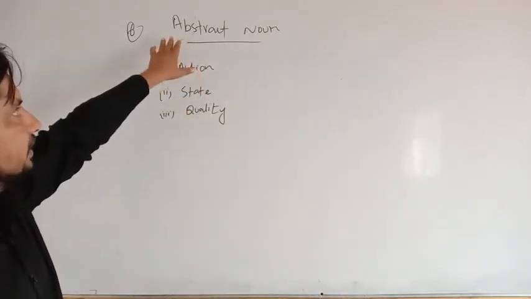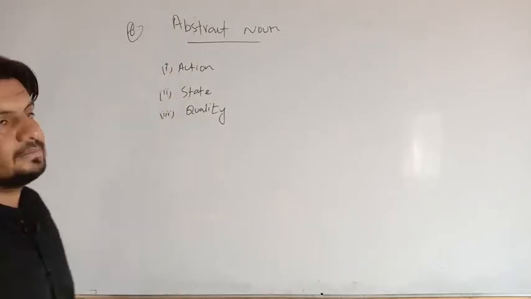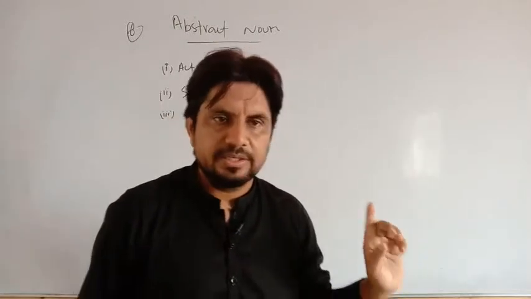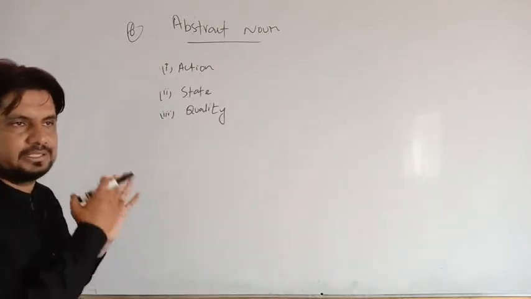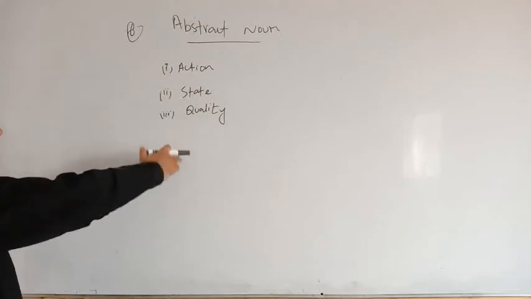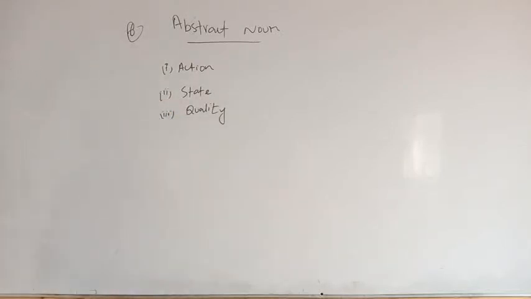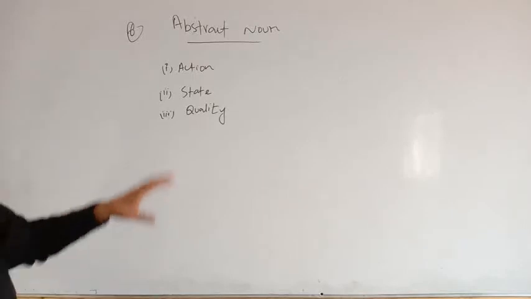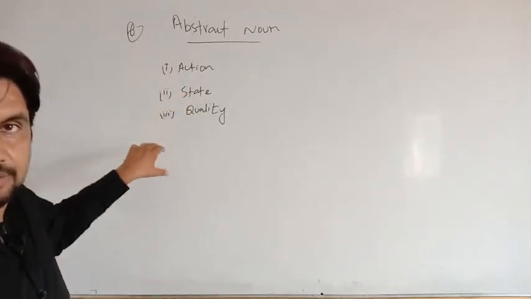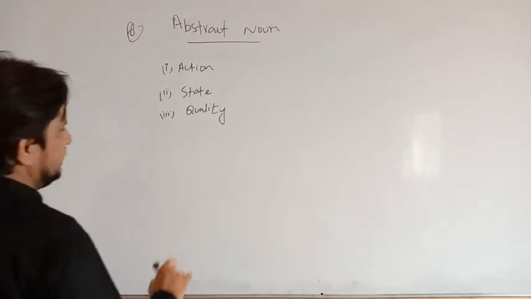So dear student, when we talk about abstract noun, these three terms are included in it. These three things, these three types, these three states, you can also say, these three terms are included in abstract noun. These three terms are the part of abstract noun. So here we are going to write a definition.